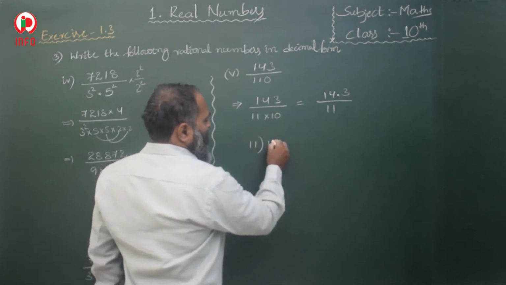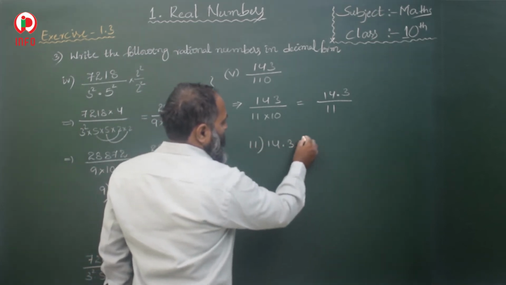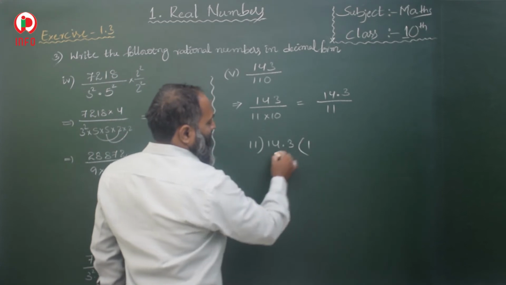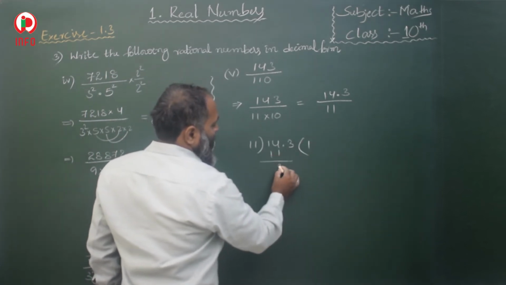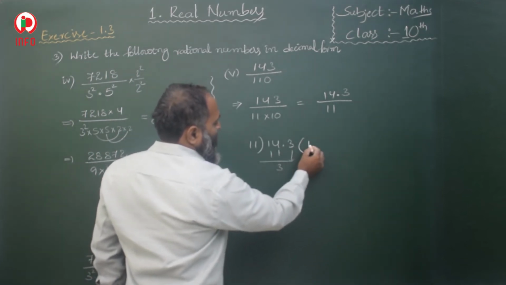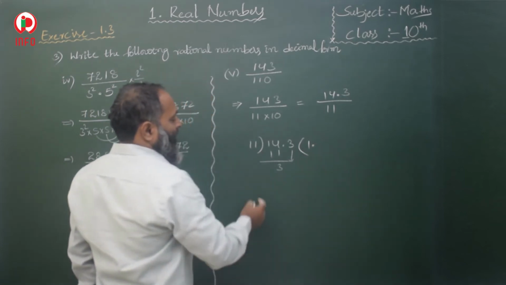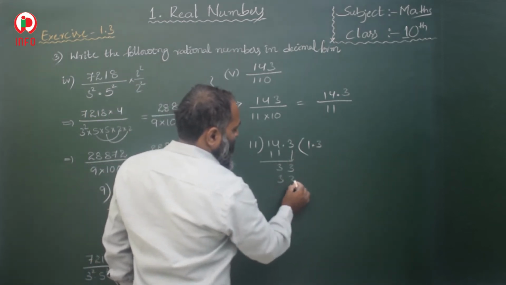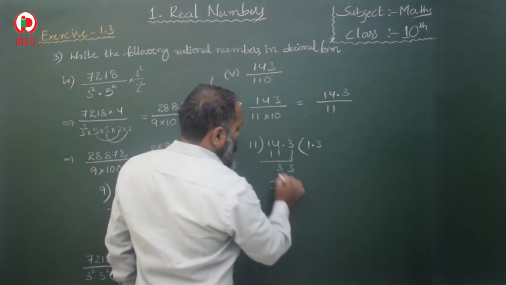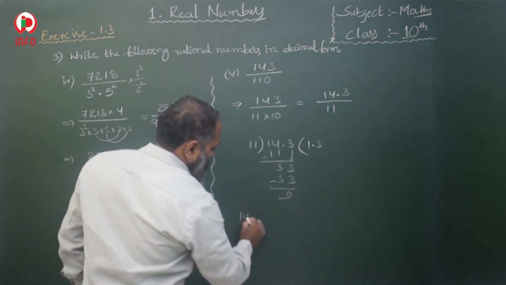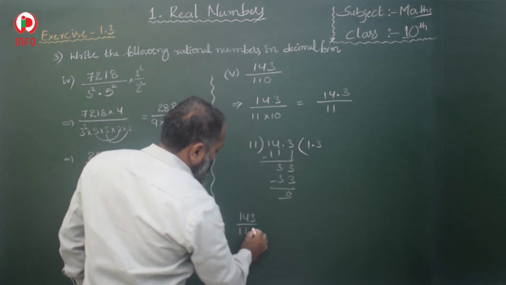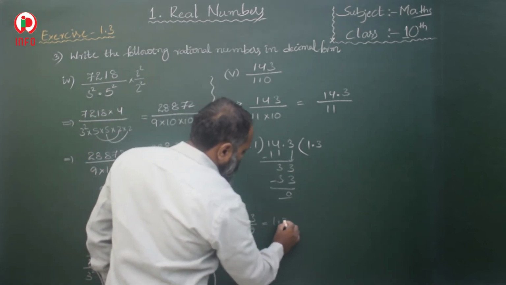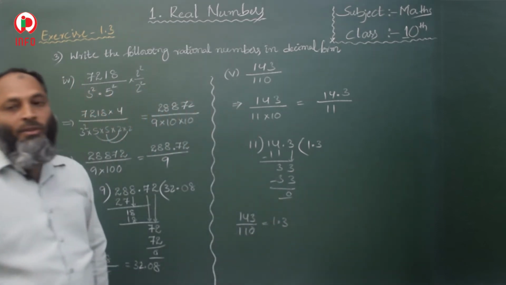11 divided by 14.3. 11 ones are 11. So then 3 left. Again decimal number. Here we are taking decimal number means keep here a decimal. And now take 3. 11 3s are 33. 33 minus 33 is 0. It means 143 by 110 is equal to 1.3. 1.3. Okay.